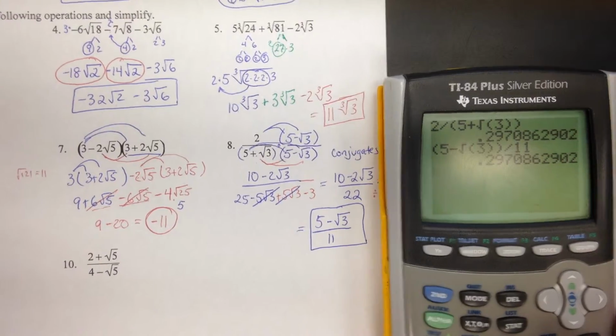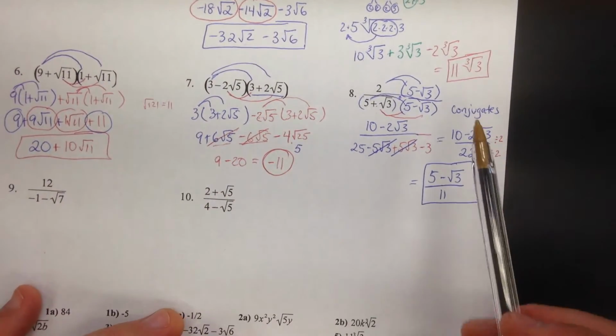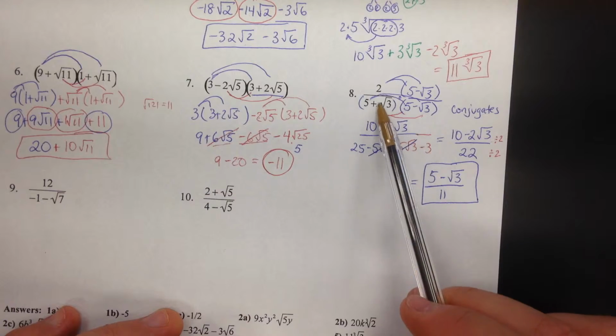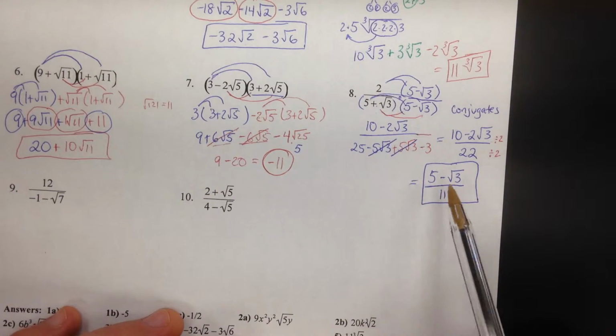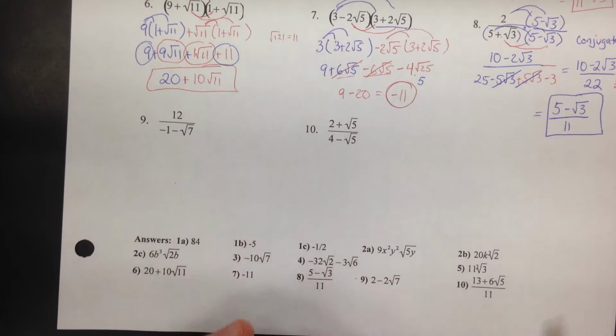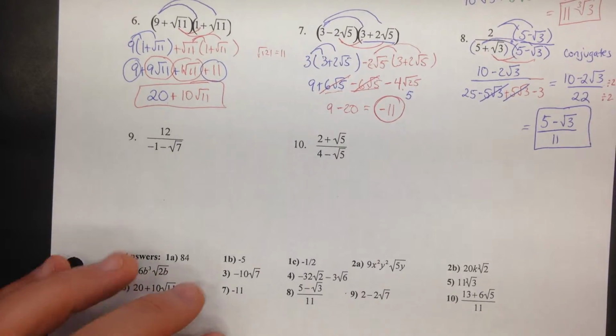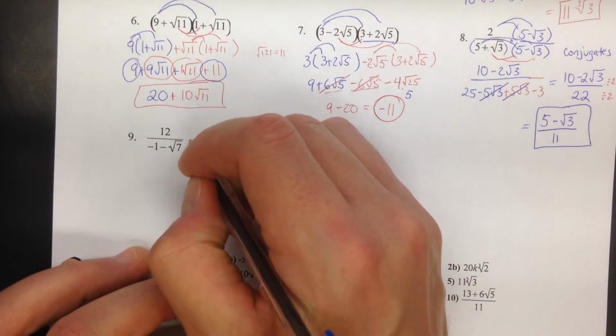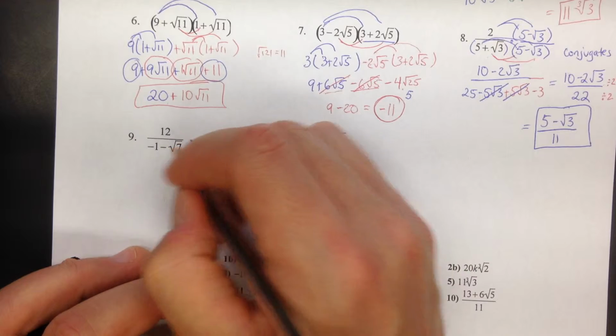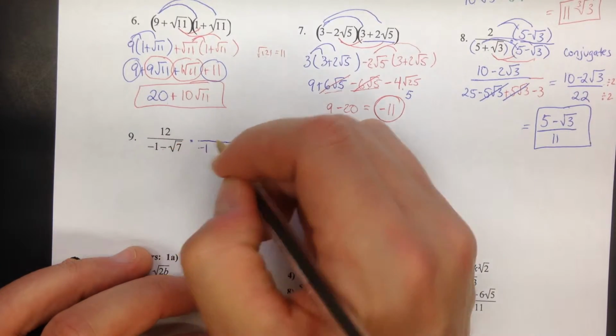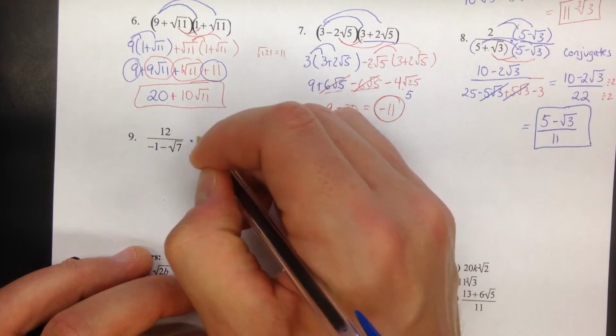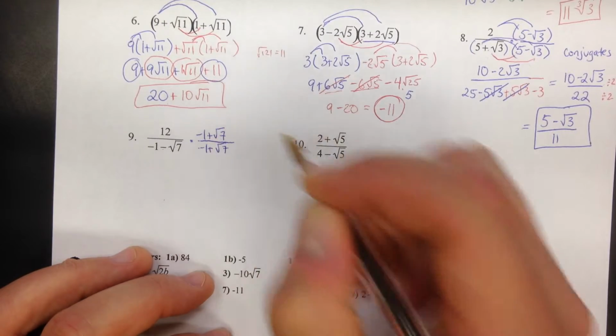Okay? So what we've done, again, when you simplify, you change the way it looks, you do not change the value. Now number 9 and number 10 are going to be very similar to number 8. Number 9, we're going to multiply by the conjugate. That would be negative 1, and this becomes plus square root 7. Negative 1 plus square root 7.